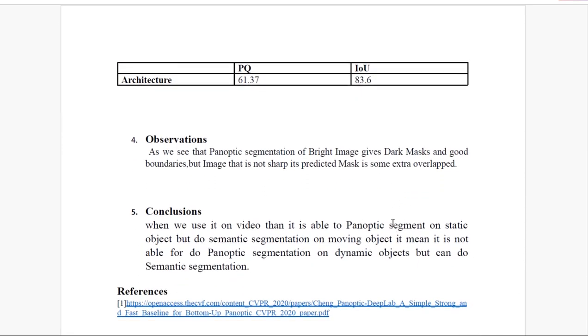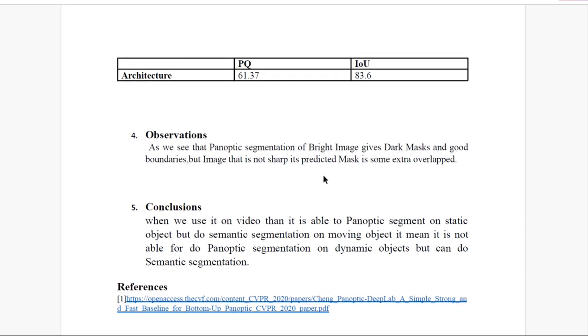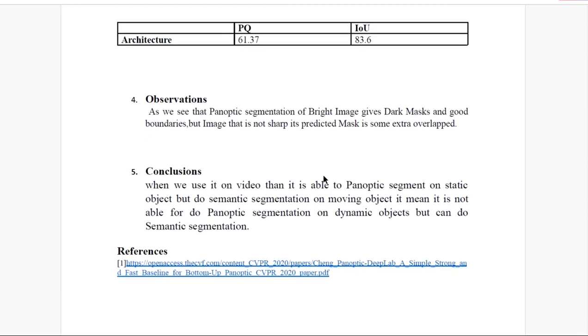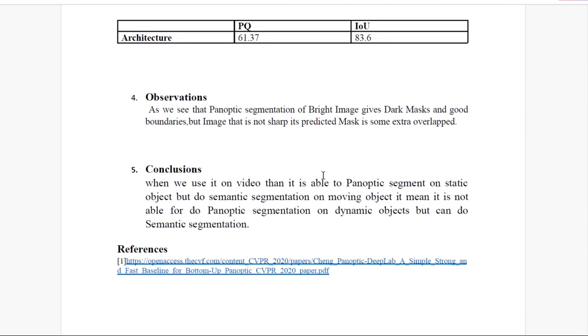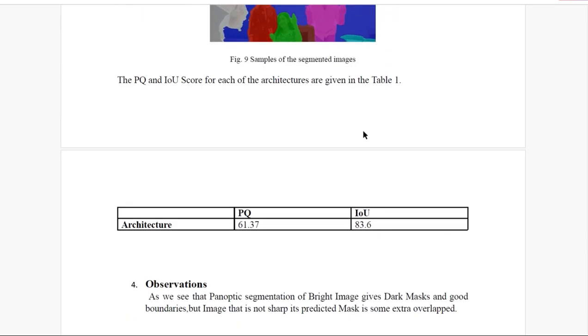So what are the observations? Panoptic segmentation of bright images gives dark masks and good boundaries, but for images that are not sharp, it also predicts masks for the overlapped ones. We have some drawbacks of panoptic segmentation, which is that it has very high computation power. It uses very high GPU. So that's it.